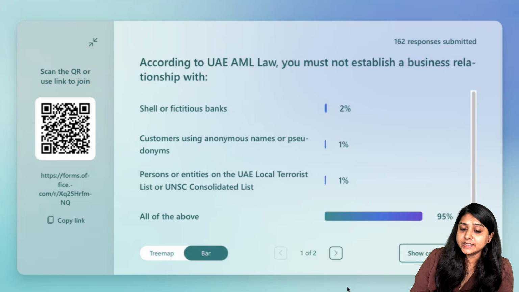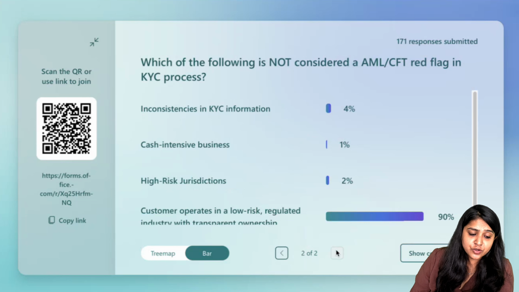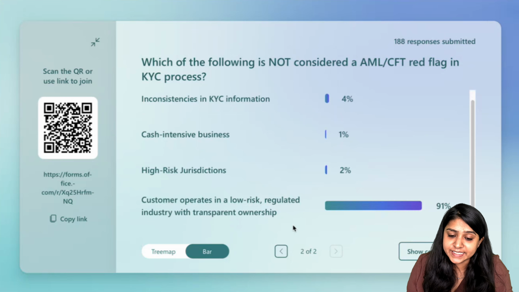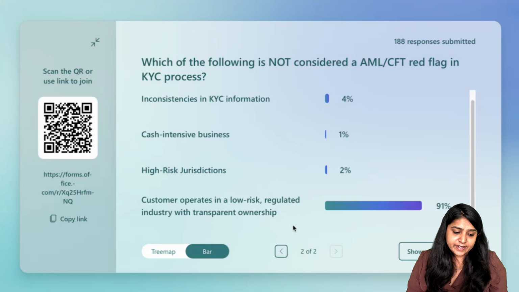The second question. Which of the following is not considered an AML CFT red flag in the KYC process? Inconsistent KYC information, cash-intensive business, high-risk jurisdictions, and the last option, customer operates in a low-risk regulated industry and transparent ownership. So yes, again, the last one, that is, customer operates in a low-risk regulated industry with transparent ownership, is the correct answer. 91% of you have answered it correctly. So that's a very nice thing.